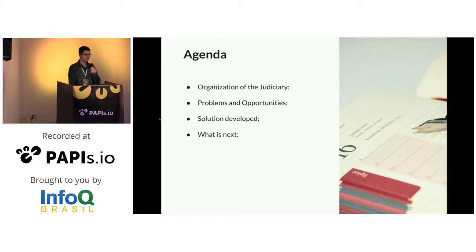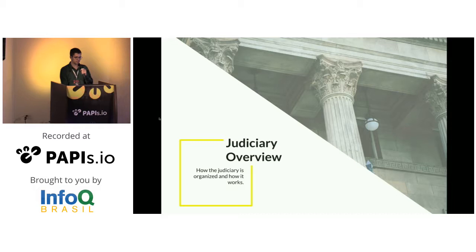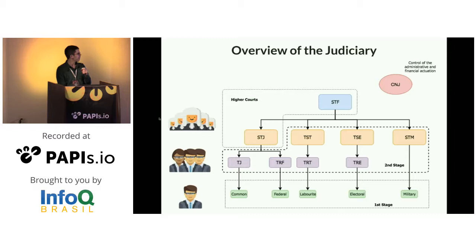For the judiciary overview, we currently have a judiciary built upon three building blocks. The first stage is where the common judges first analyze the cases that are brought to the government's attention. So here we have open doors for the public to file their cases. And when this judge analyzes these cases and files a decision, the parties have an option to appeal that decision. And then the case goes to the second stage.